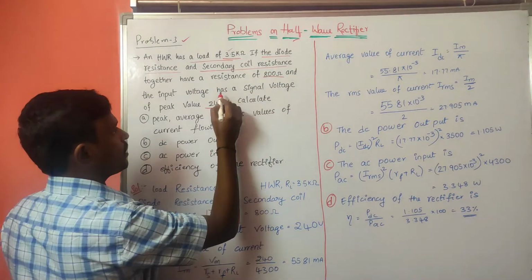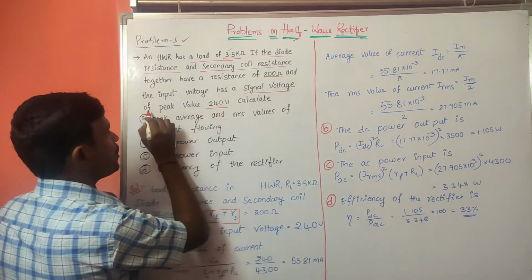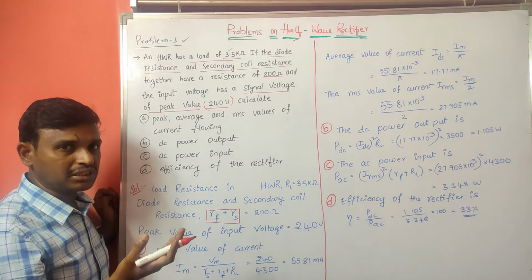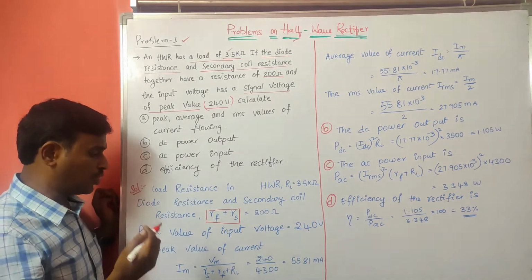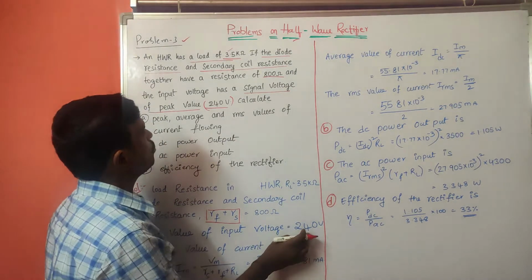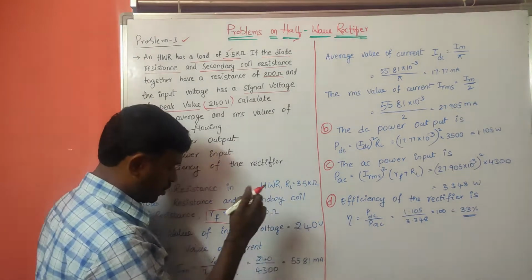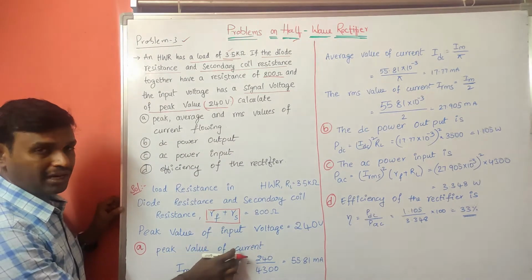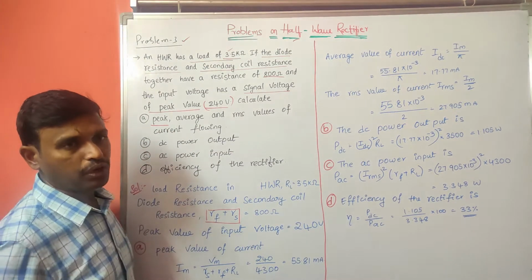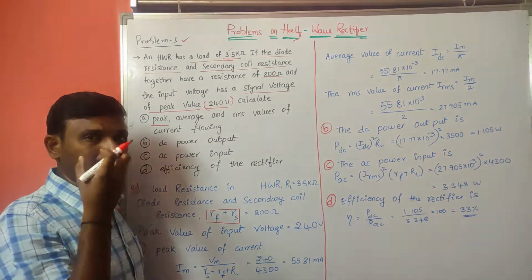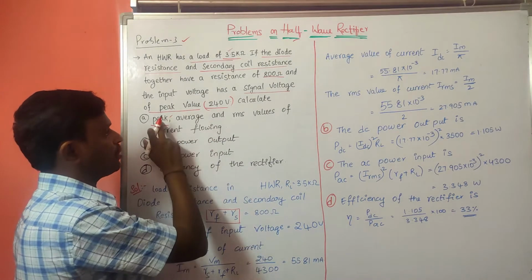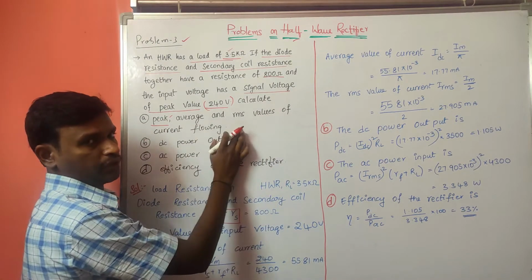And here it is given that a signal voltage of peak value 240. The peak value is nothing but Vm. So the peak value of the input voltage Vm is equal to 240 volts. Now the peak value of the current we have to calculate. If you know the peak voltage, we can also calculate the peak current, right? So first, the peak value of the current flowing.